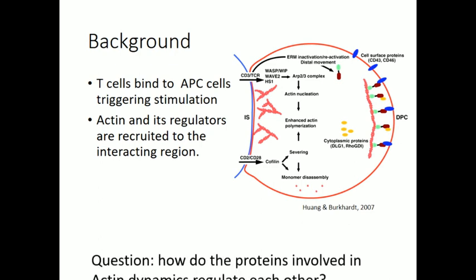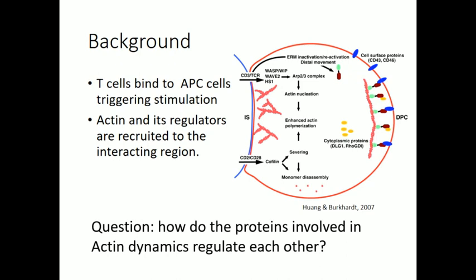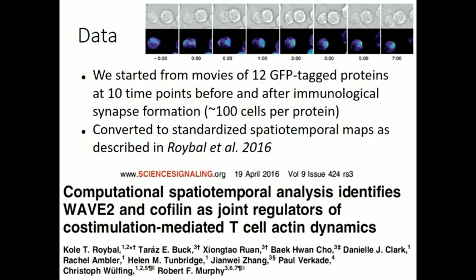And so our question is, how do all of the proteins that are involved in active dynamics regulate each other? A problem that many, many people have studied. But we're specifically interested in the spatial aspects of this problem. And so what we started with is movies collected by our collaborator, Christoph Wolfing, of T cells expressing 12 different GFP-tagged proteins at different times before and after the formation of a synapse with antigen-presenting cells.